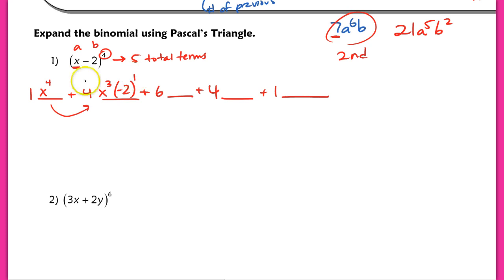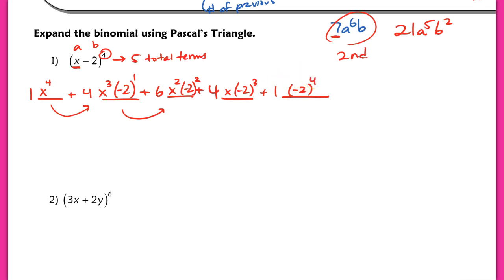Okay. As we move, again, the a term's exponent will decrease by 1, and the b term will increase by 1 as well. So basically, you're just following a pattern now. You want to make sure you get that pattern correct. Here I'd have x to the 0, so I'm going to skip that, and -2 to the 4th.